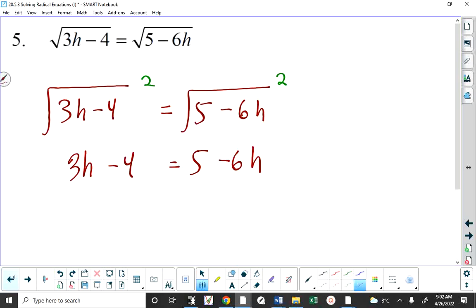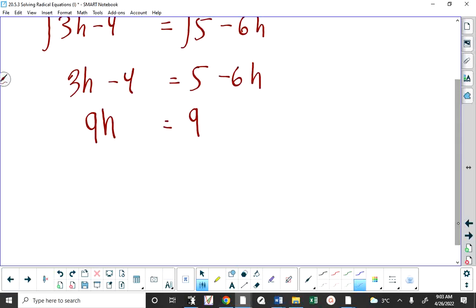I would move the 6h to the other side where it joins forces with the 3h to get 9h. I would add 4 to both sides, so that 4 is going to add to the 5 to get 9. 9h equals 9 means when you divide both sides by 9, you get h equals 1. I mean, 20 seconds to solve this. If you're writing really fast, 10 seconds.